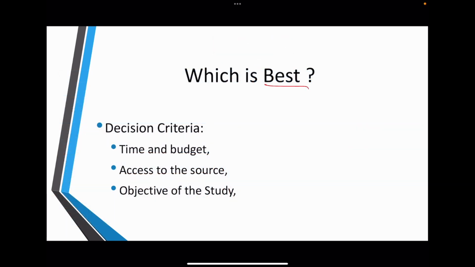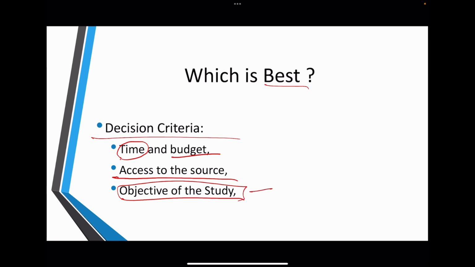Which is best, primary data or secondary data? Both are best because we will use those data based on our research objectives. That's why the decision criteria are: how much time do you have to finish your research project, how much budget do you have, are you able to access the source, the objective of the study, and what kind of study you are doing. For example, if you are doing a qualitative study and you want in-depth knowledge, go for interviews. And another one is whether the data is already available or not.